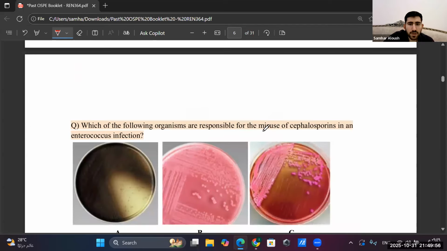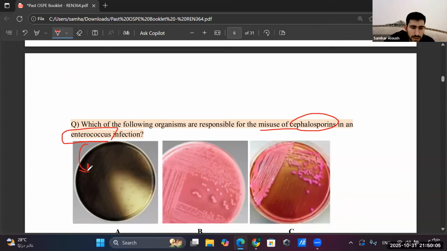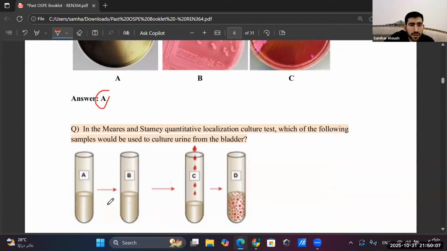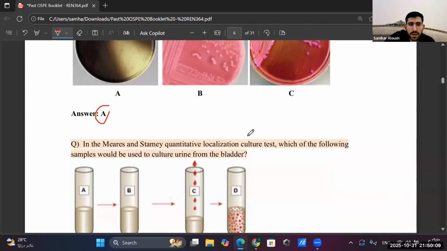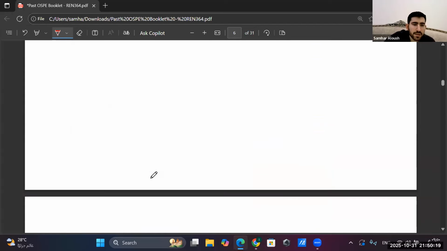Which of the following is responsible for the misuse of cephalosporins in Enterococcus? Okay, which of the following is Enterococcus? Okay, don't get confused. It's Enterococcus, this one. Done, A, definitely. In that experiment, which of the following is used for bladder? We said VB1 for urethra, 2 for bladder. So 2 is B, bladder.